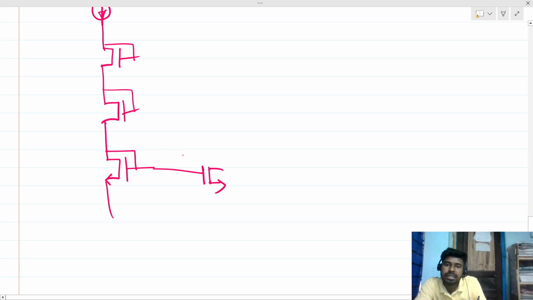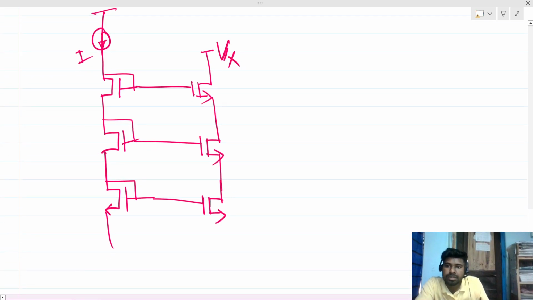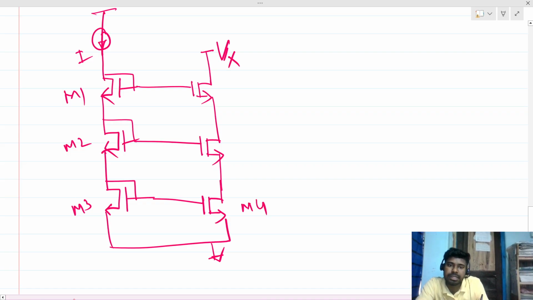Same question. Again we need the minimum of this Vx. This will be the question: we need the minimum of Vx so that all transistors remain in saturation. Let's say M1, M2, M3, M4, M5 and M6. So we need this Vx potential, the minimum of Vx, so you can work it out on your own.